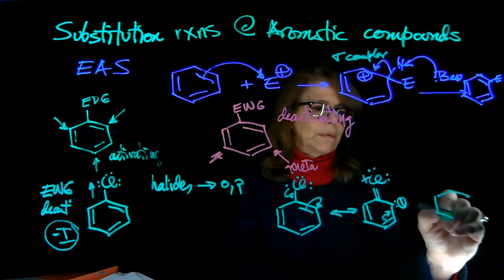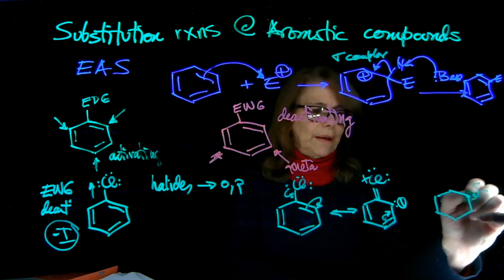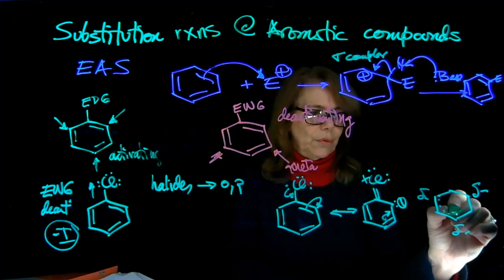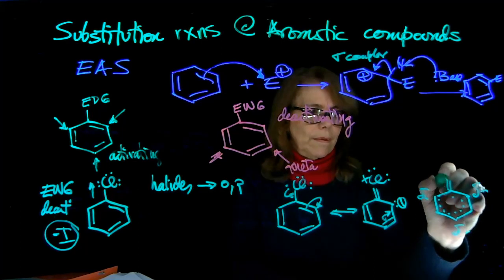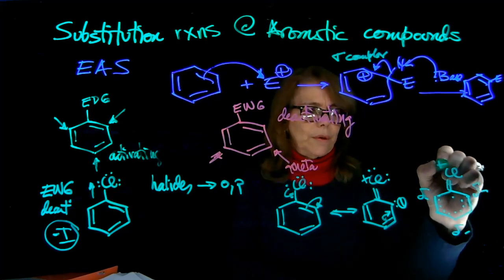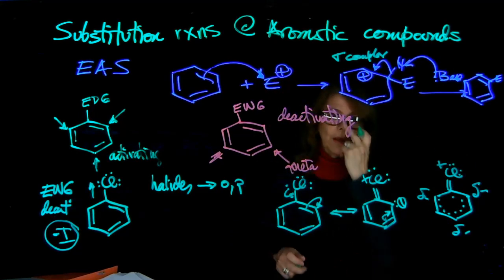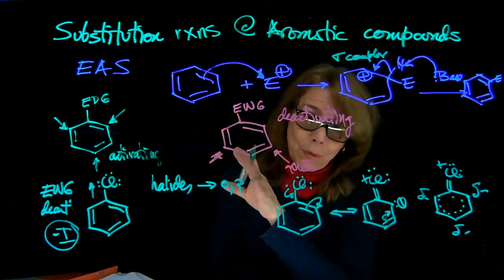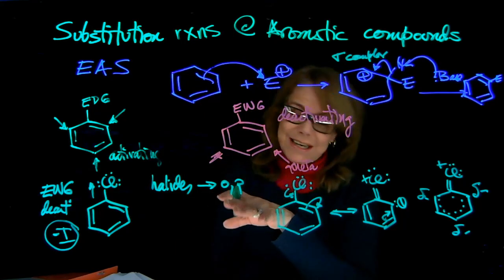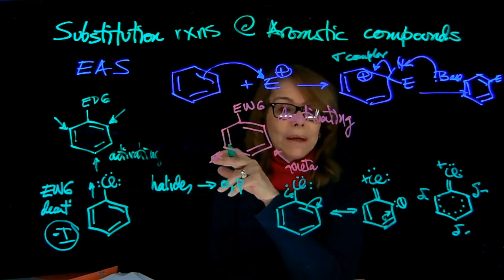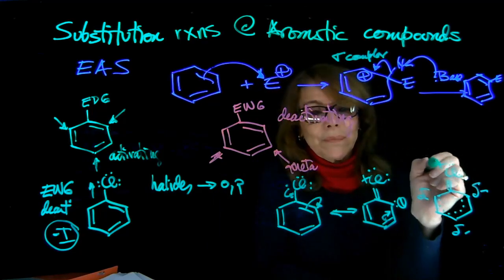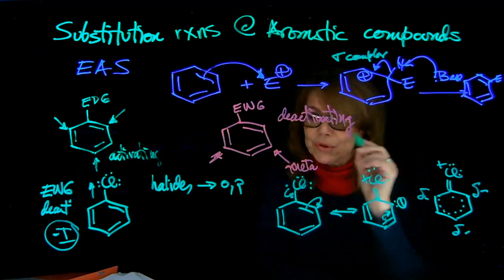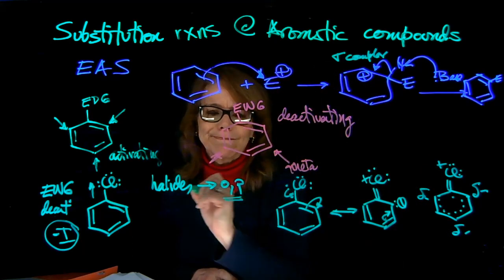In summary, let's say that you have delta negative in this position, and the chlorine positively charged. What that says is that the whole ring, the molecule, is deactivated, yes, because that's electron withdrawing, but we will have relatively more electron density at the ortho and para positions. So all of the halides do that.